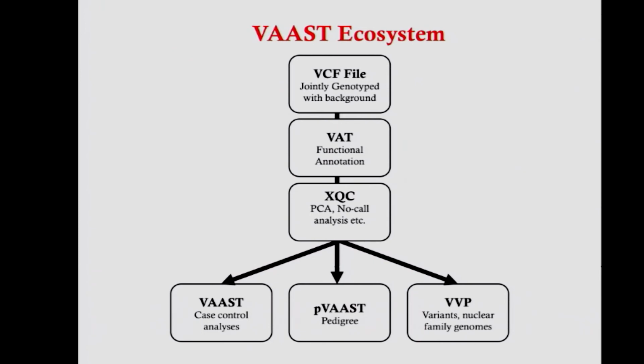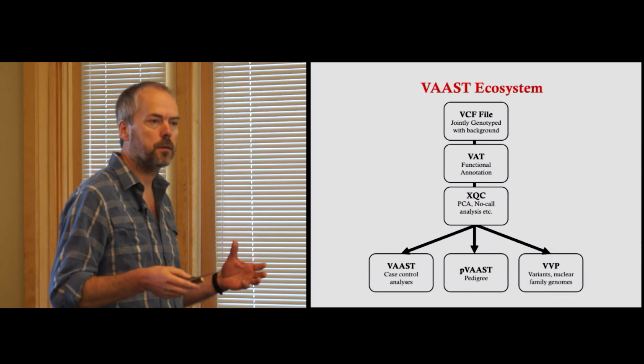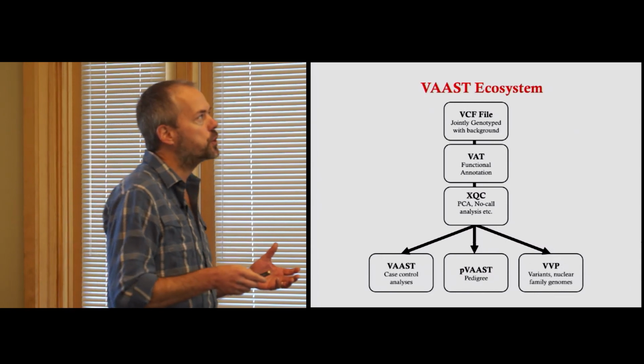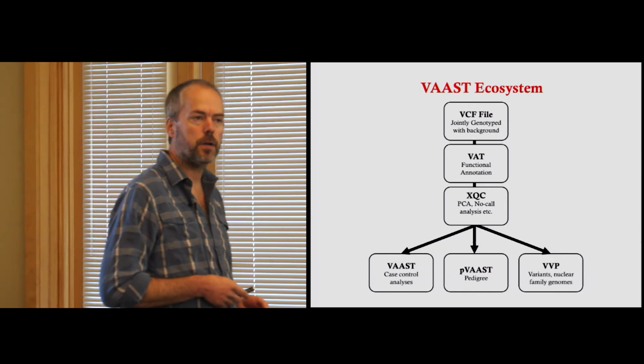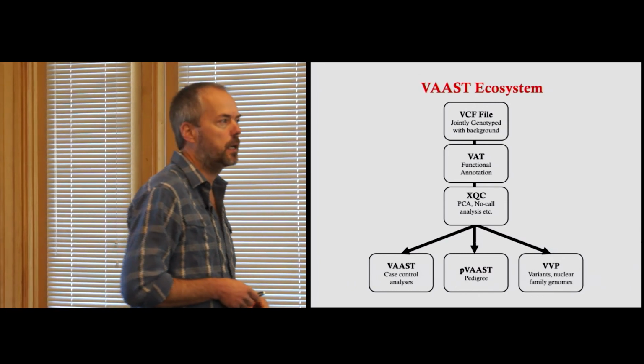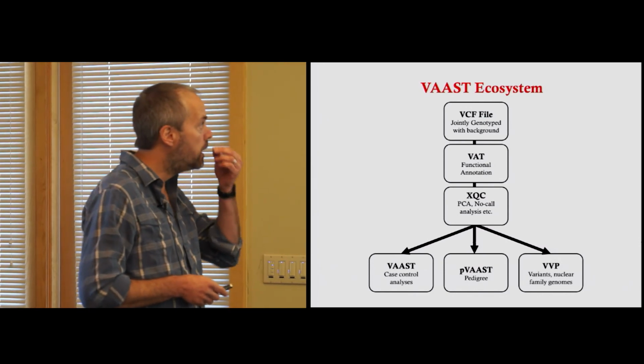So these tools put together as a flow diagram. We want to start out with a VCF file that's generated by sequencing, and hopefully we have jointly genotyped all of the analysis genomes, all of the case genomes, together with a set of healthy control genomes. That joint genotyping really gives us a fairly standardized set of variant calls across the entire set and can help eliminate some of the technical biases that can plague these types of analyses.